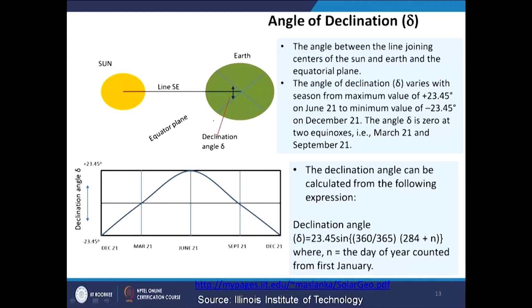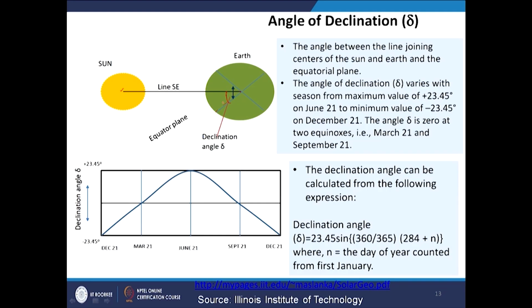And then the angle of declination, that is another parameter, which is defined as the angle between the line connecting the center of earth and sun with the equator plane. So, the equator plane we have here, and this is our sun and earth. So, this angle is our angle of declination. The angle of declination will vary seasonally throughout the year.